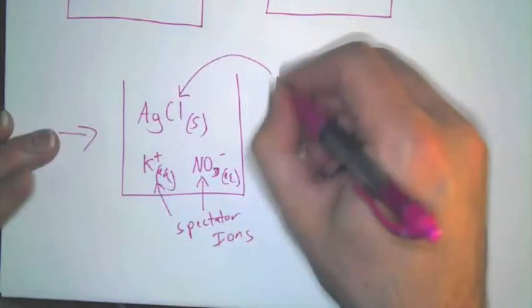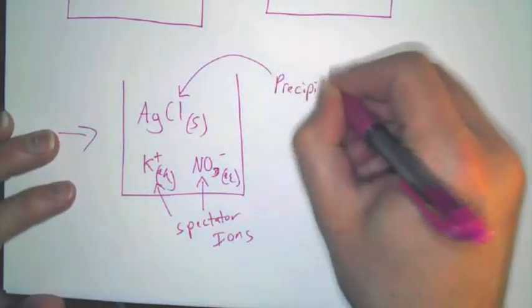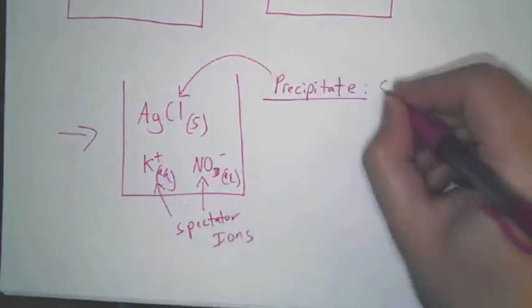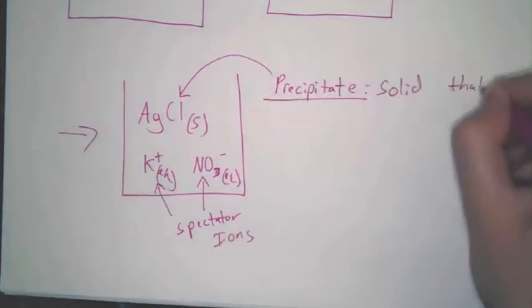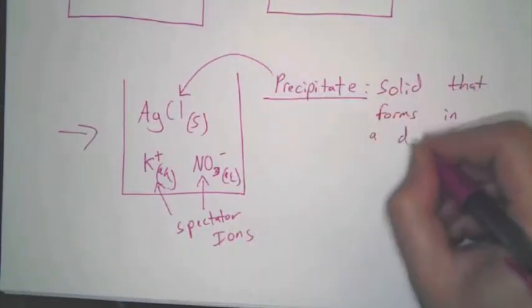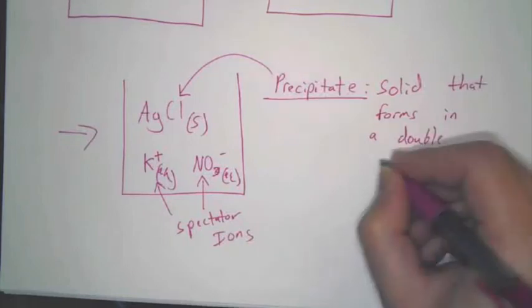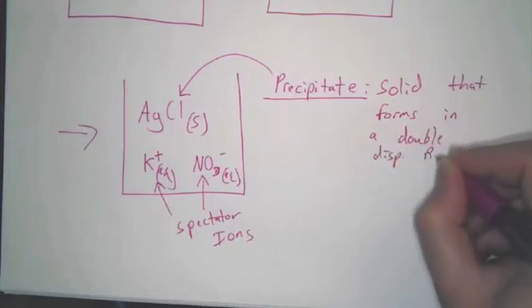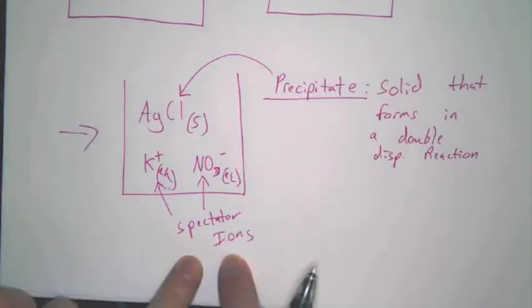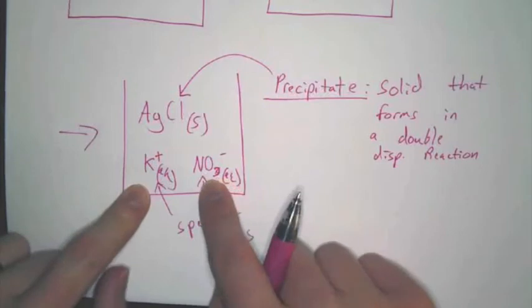So, another key vocab word for this unit: precipitate. That is the solid that forms in a double displacement reaction. So I don't know why I capitalized R there. Apologies. Hang on.